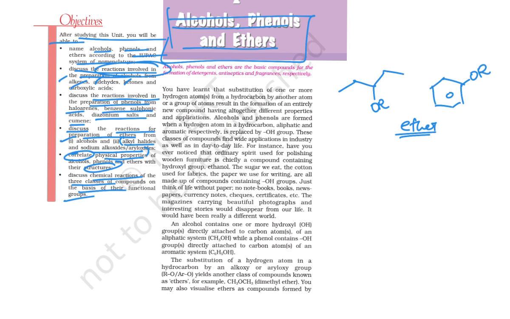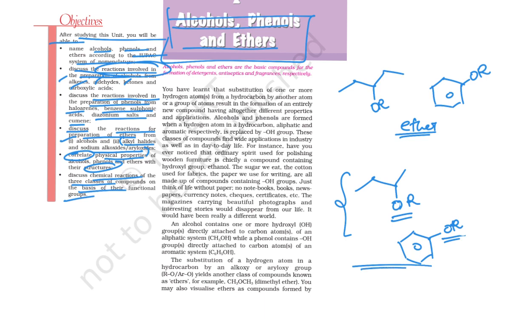Then another way: let's take the example of alcohol, butanol, and one more alcohol, phenol. In the OH there is a hydrogen, right? That hydrogen is replaced by an alkyl group. This is also another kind of representation of the definition of ether. Okay, clear?